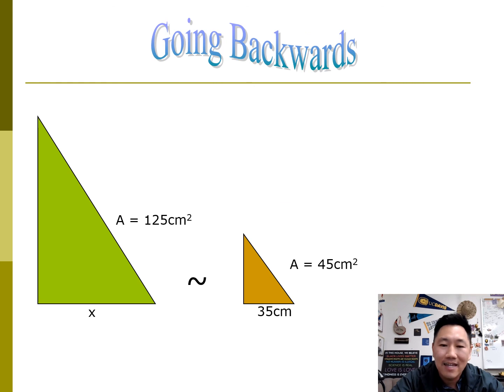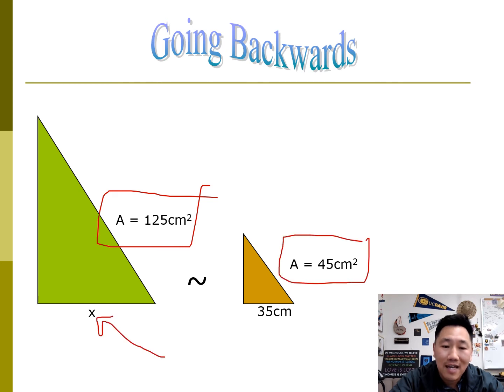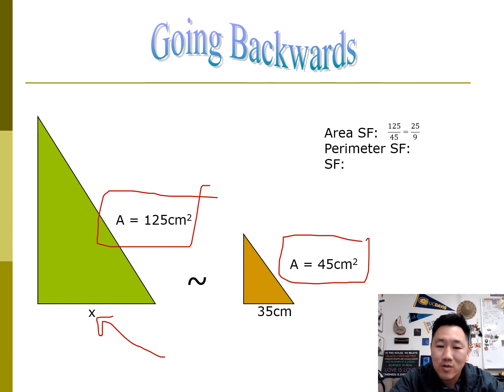All right. Last one for the day. Going backwards. What if they give you the areas and you have to go backwards to find the sides? All right. So in this case, they give you the area scale factor, 125 over 45, reduces down to 25 over 9. Ooh, but how do you go from there backwards to get these two guys? You square root. Square rooting 25 over 9 is 5 over 3.